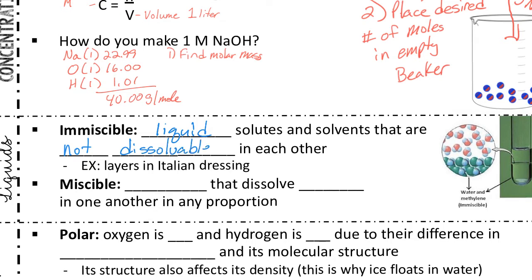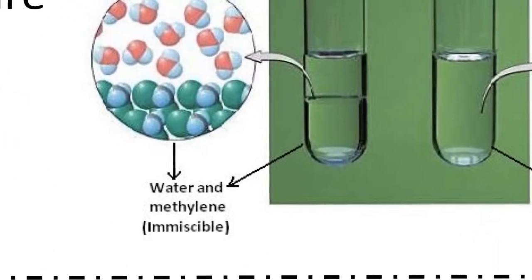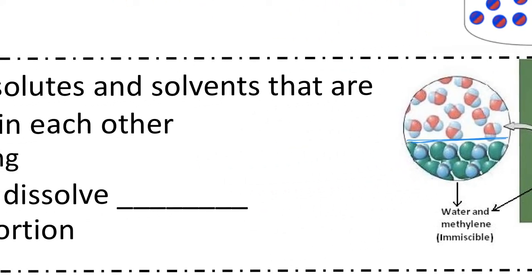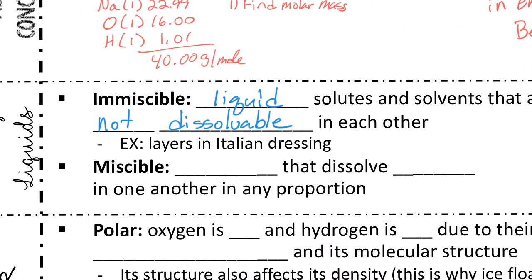In each other. An example would be layers in Italian dressing, and here's another example right here. When we're focused in on this test tube, you can see that there's a line right here where the two different liquids are meeting, but they're not mixing. If you could blow this up, you'd see that there's a level right here where these molecules are not mixing at all. Now, the opposite of this is miscible.